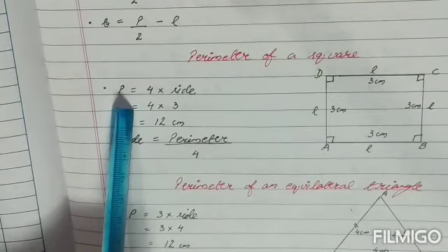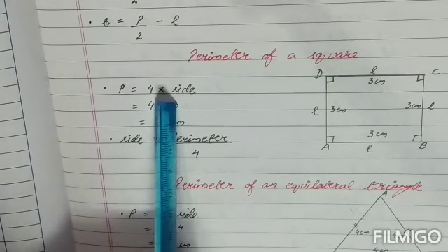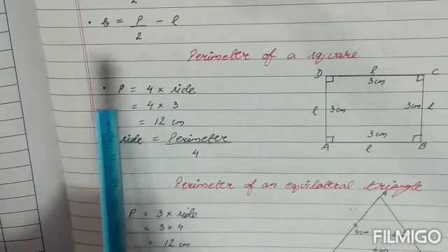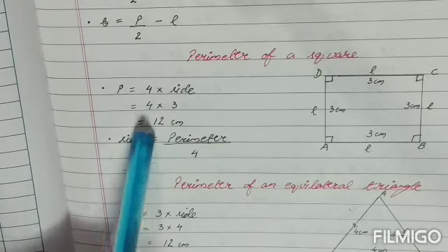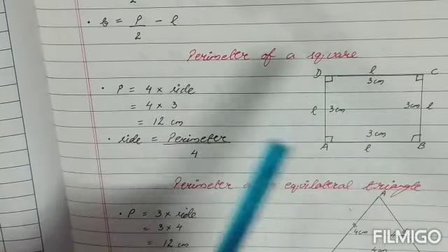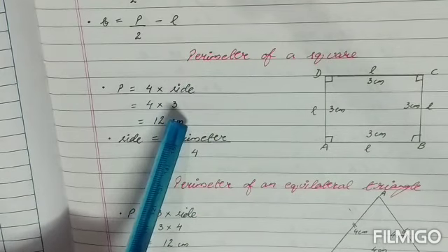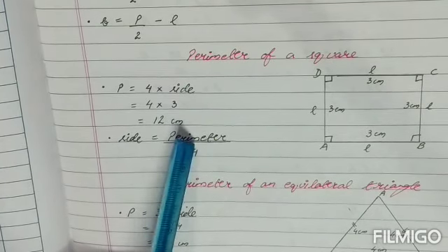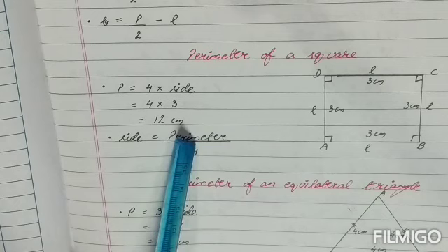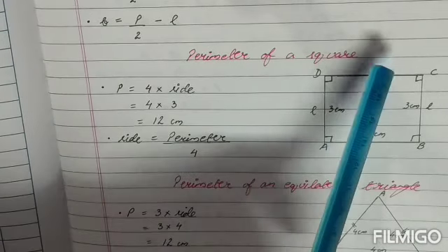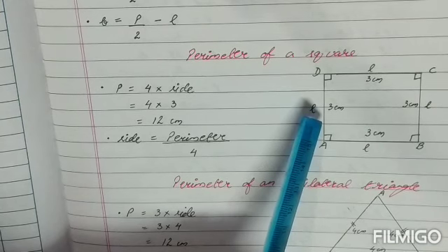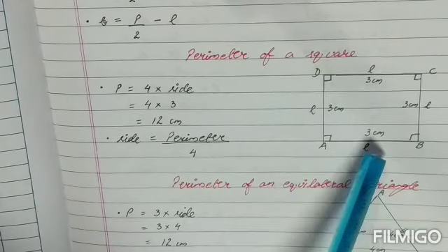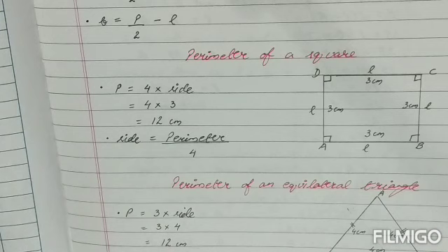Now over here, children, we make use of another formula for the perimeter of a square. The formula is perimeter is equals to 4 into side. Now side was 3 centimeters, so in place of side I have written 3. 4 into 3 will give me the perimeter as 12 centimeter. Even if I want to add all the sides, my answer will come out to be 12 centimeter. Right? 3 plus 3 plus 3 plus 3 will give me 12 centimeter.